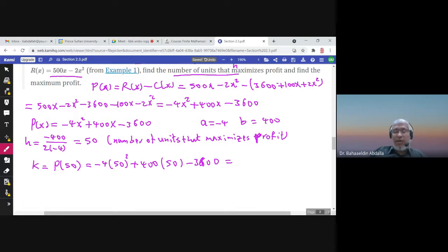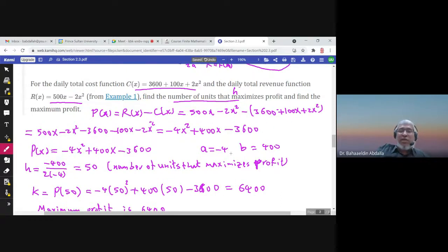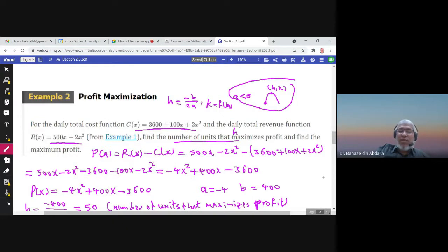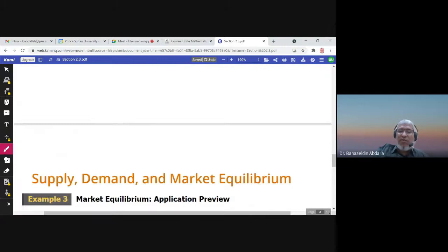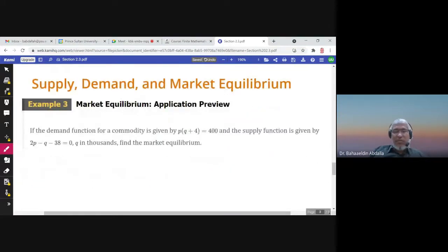If you plug in the numbers correctly in the calculator, the answer is 6,400. So this is the maximum profit. The maximum profit is $6,400. So this is the idea of asking for maximum profit or maximum revenue, because if they are written as quadratic functions, then the vertex will give you the maximum point.